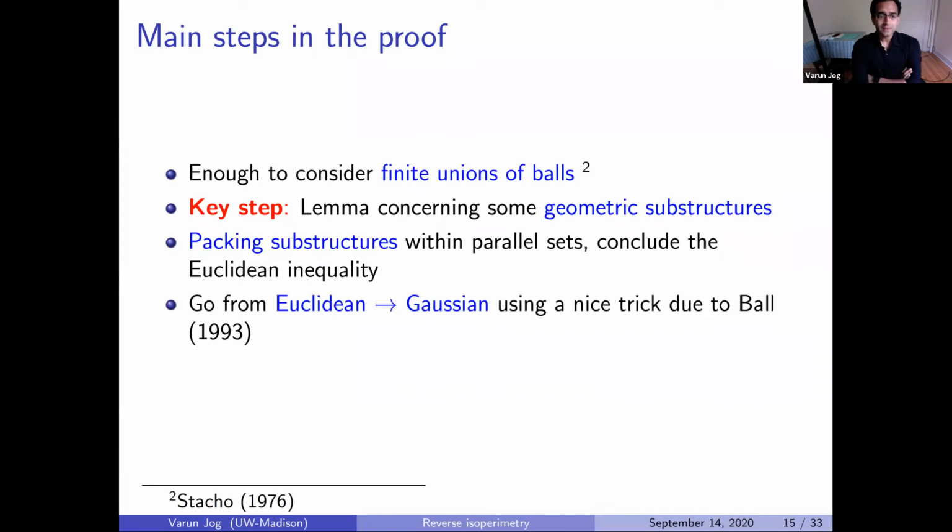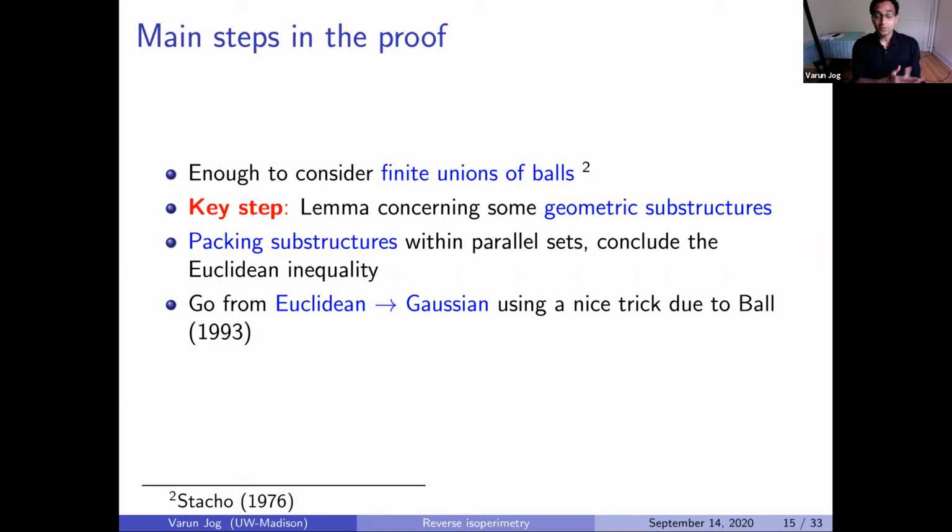And then the second step is our key lemma. This is going to be some result concerning certain, for lack of a better description, I've just written some geometric substructures. But this lies at the heart of the argument. Once you have this key lemma, the third step is a packing argument. You say that if you give me any parallel set A sub R, it can only have so many geometric substructures, and then you conclude the Euclidean inequality.